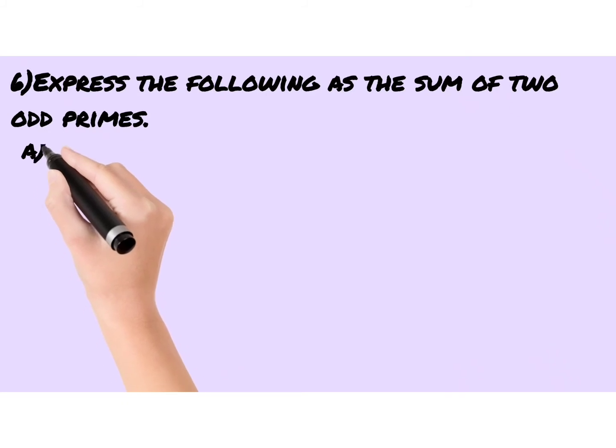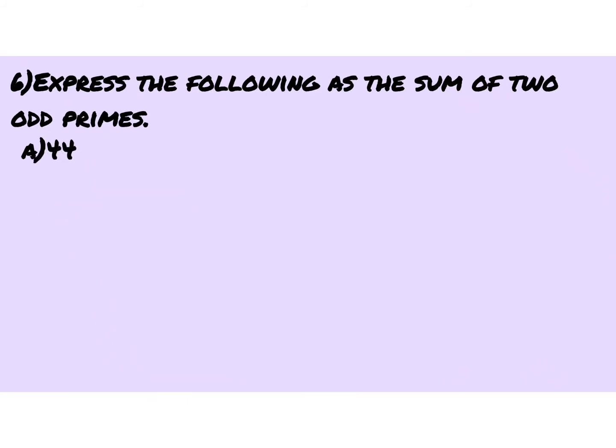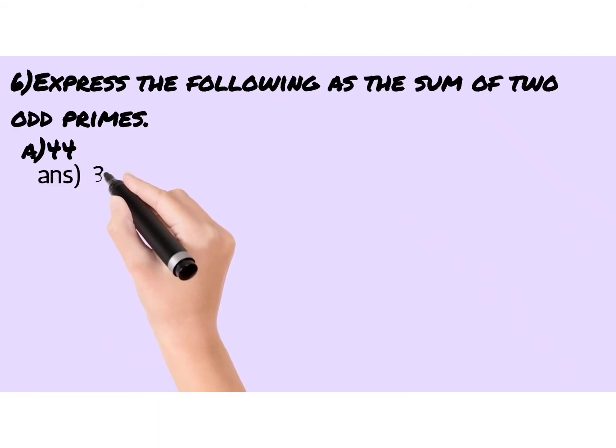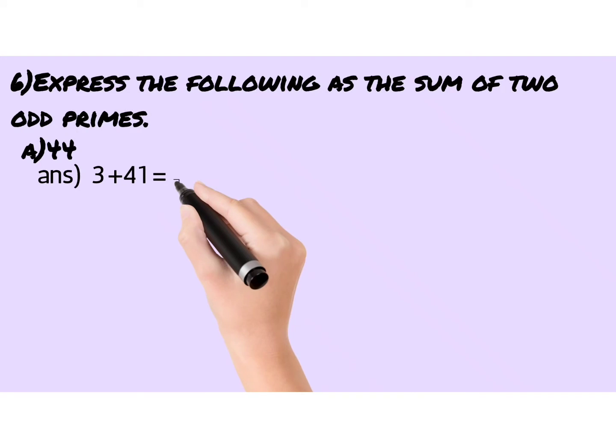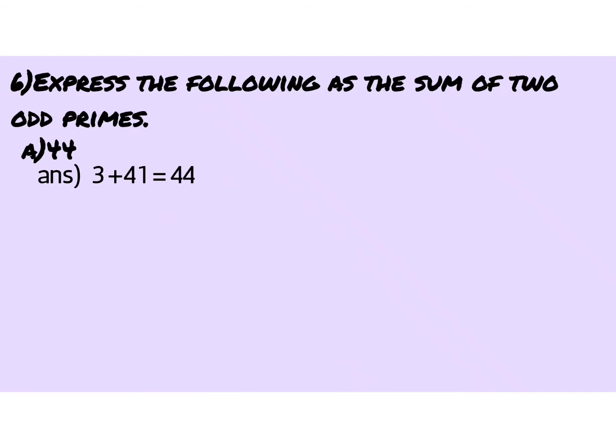Now, A part, 44. Students, we know that 2 is the only even prime number. So, we cannot take 2. We have to take an odd prime number. Let us start with 3. 3 is an odd prime number. 3 plus what number will I add to get 44? Yes, 3 plus 41 is equal to 44. Now 3 and 41 are odd prime numbers.